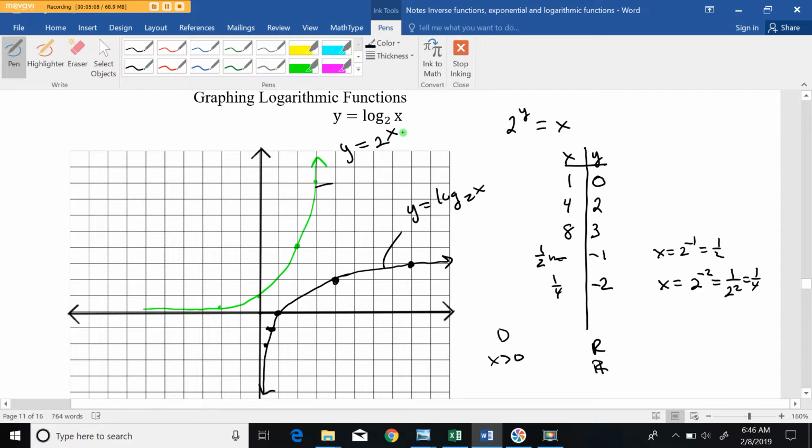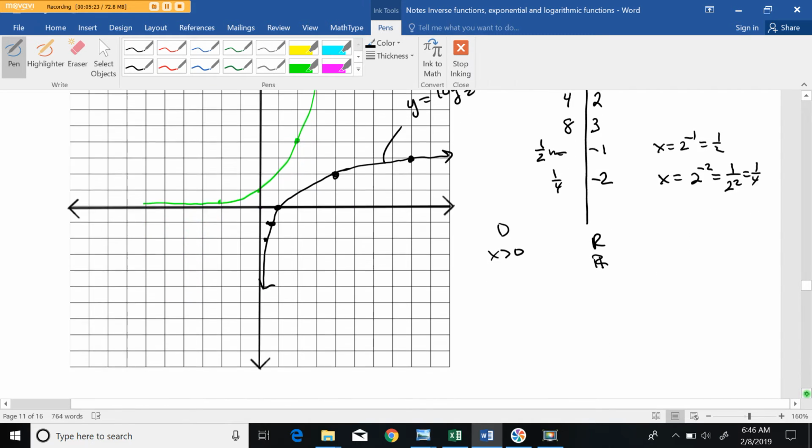This actually wasn't asked for in the notes, but I put it in there because I think it's important to link what a logarithm is. So, again, the domain of this function is x greater than 0, range, all real numbers.